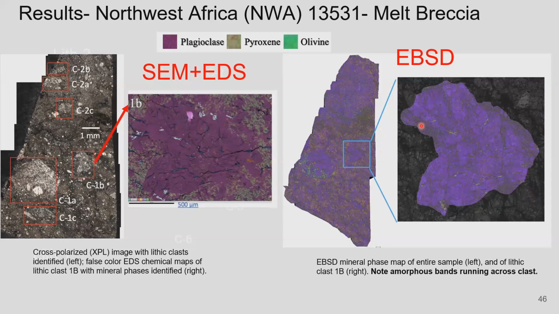And so the EBSD detector can't index it as a mineral, and therefore it leaves it blank. And so all these bands running through here are just amorphous maskelynite, which we couldn't see earlier from the EDS map. So EBSD gives us that next level perspective where we can say we have evidence of deformation in the clast where plagioclase has been shocked to form maskelynite.